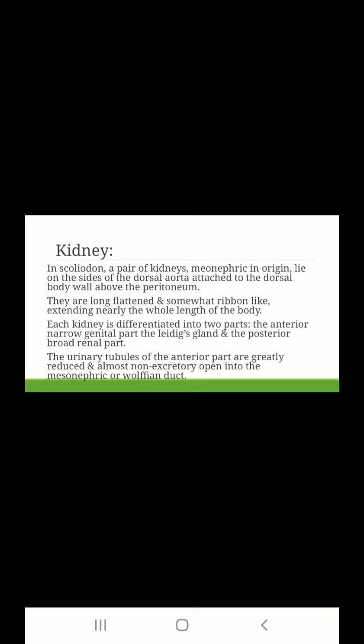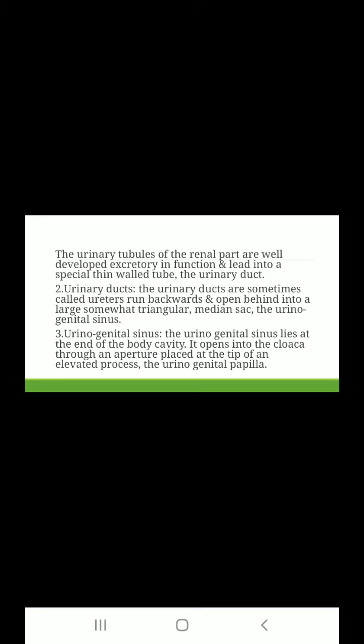Each kidney is differentiated into two parts, that is, an anterior narrow genital part, the Leydig's gland, and a posterior broad renal part. The urinary tubules of the anterior part are greatly reduced and almost non-excretory, and open into the mesonephric or Wolffian duct. The urinary tubules of the renal part are well developed, excretory in function, and lead into a special thin-walled tube, the urinary duct.